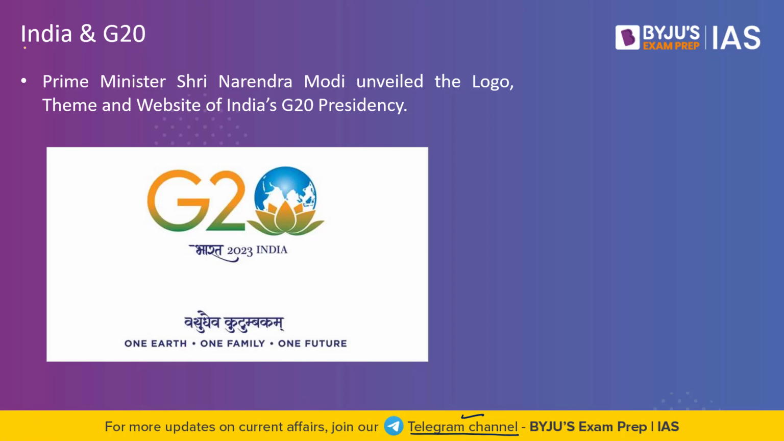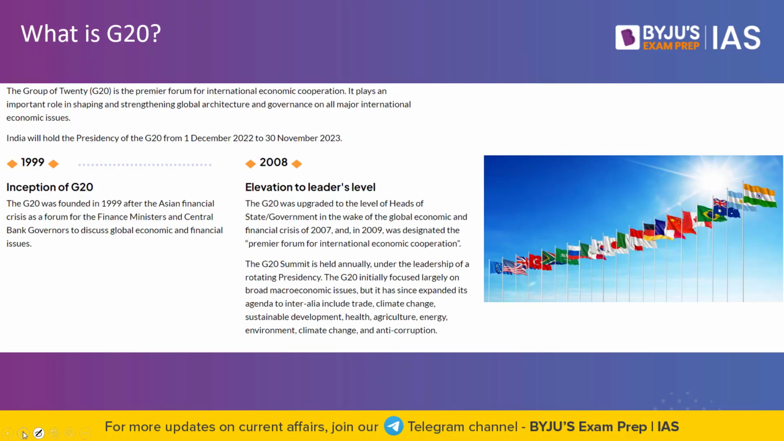So in today's big news, we are going to talk about the G20 Presidency, which is being held by India. Yesterday, there has been a big development related to this topic as Prime Minister Narendra Modi has unveiled the logo, theme and website for India's G20 presidency. So first, let's understand what is G20 and then talk about the logo and theme that India has chosen for its G20 presidency. We shall also talk about the upcoming challenges for India as it leads G20 for the coming year.